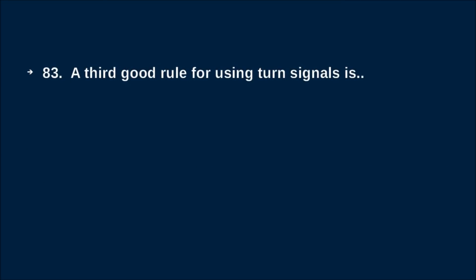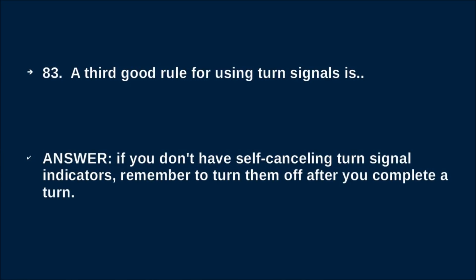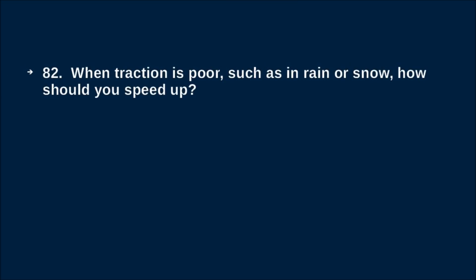A good rule of thumb for using turn signals is, if you don't have self-canceling turn signal indicators, remember to turn them off after you complete a turn. When traction is poor, such as in rain or snow, how should you speed up? Very gradually.